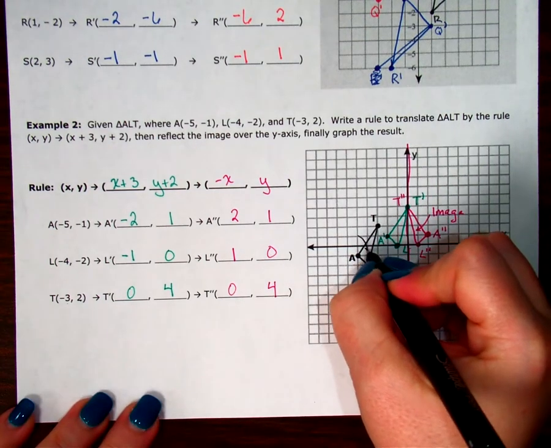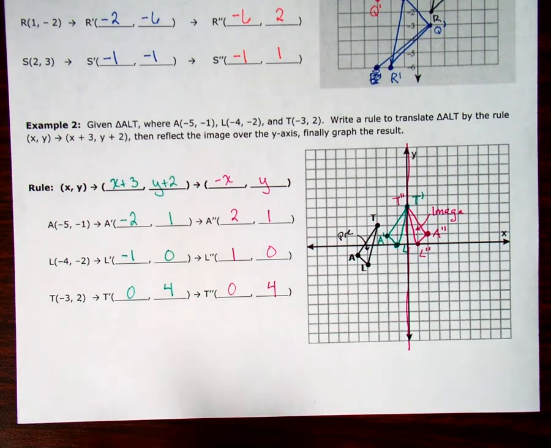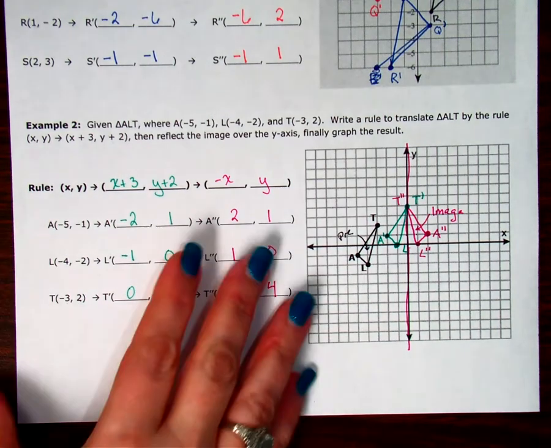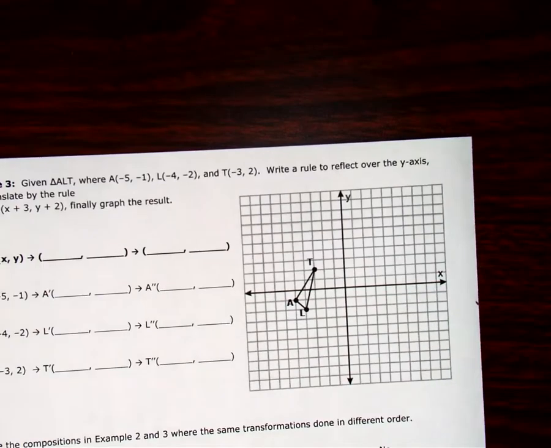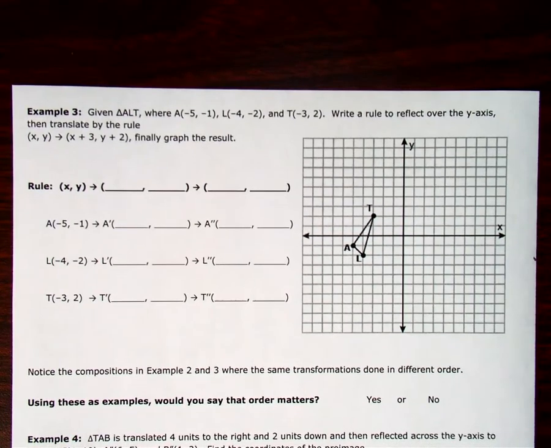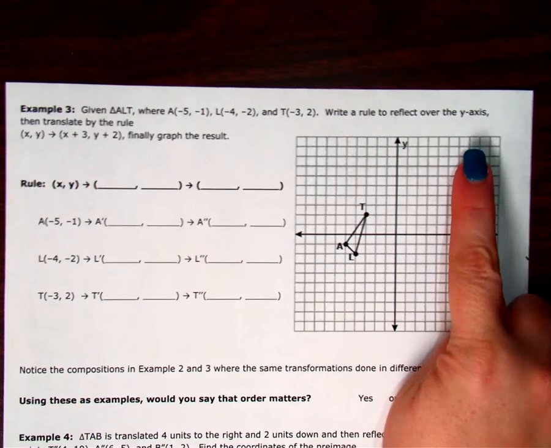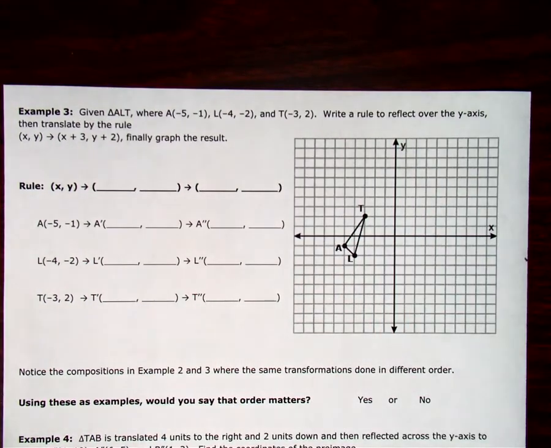Okay, let's do one more of these before we move on to another video. All right, so given triangle ALT, I'm starting with the same triangle. Write a rule to reflect over the y-axis. Well, I did that last time. And then translate by the rule (x + 3, y + 2), and then we're going to graph the result. So we've already reflected over the y-axis, but we're going to do that first this time. So let's see, maybe that makes a difference.